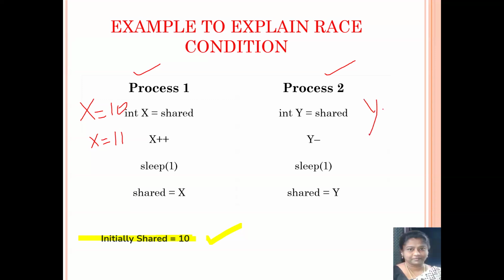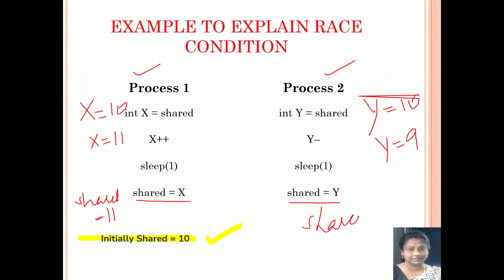So what happens now? Y will take the value of shared, which is 10. Then Y decrements, so Y becomes 9. Now, when P1 executes the last statement, shared equals X, shared becomes 11. When P2 executes its statement, shared becomes the value of Y, which is 9. So here there is a contradiction.